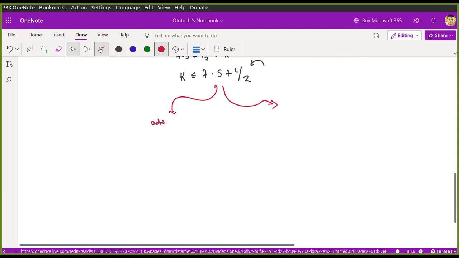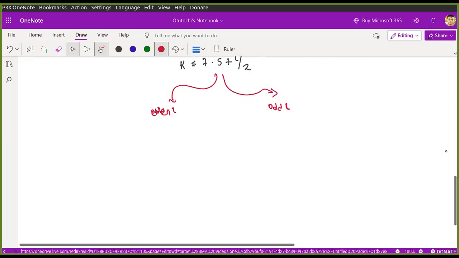So this is even L, and then this is odd L. The reason for this is that if L is even, then we'll have that L over 2 is going to be an integer. And then that means you'll definitely be having k less than or equal to an integer plus 7.5, so something point 5. But that's not tight enough, because k cannot be equal to 7.5 since k itself is an integer.